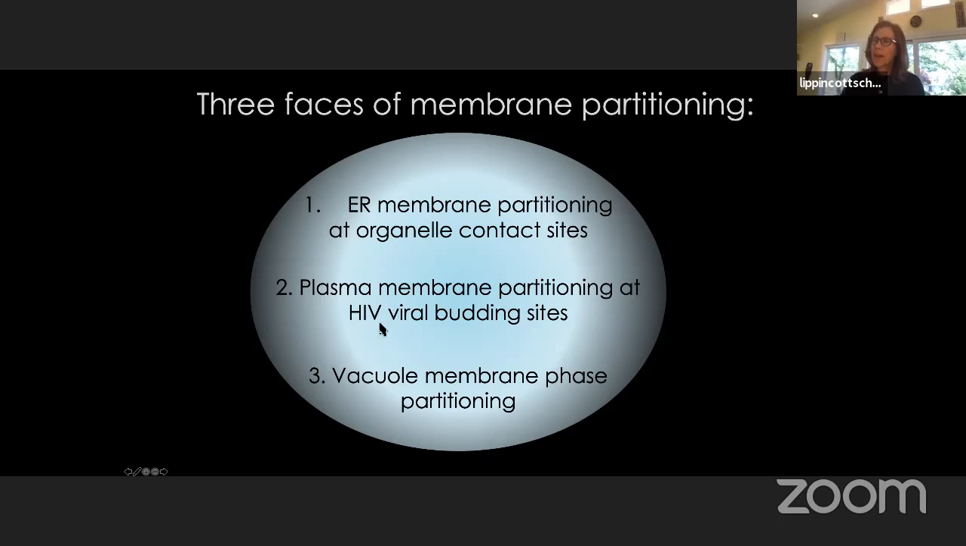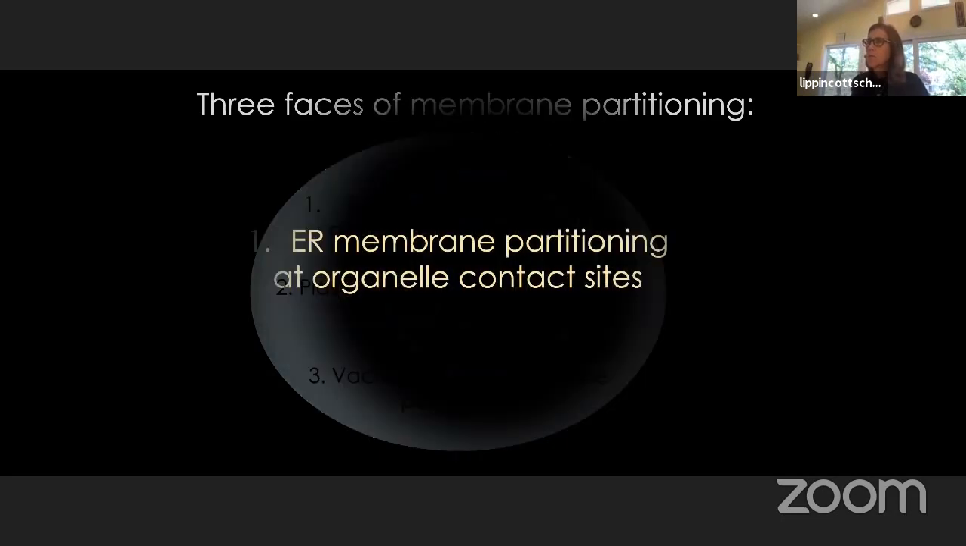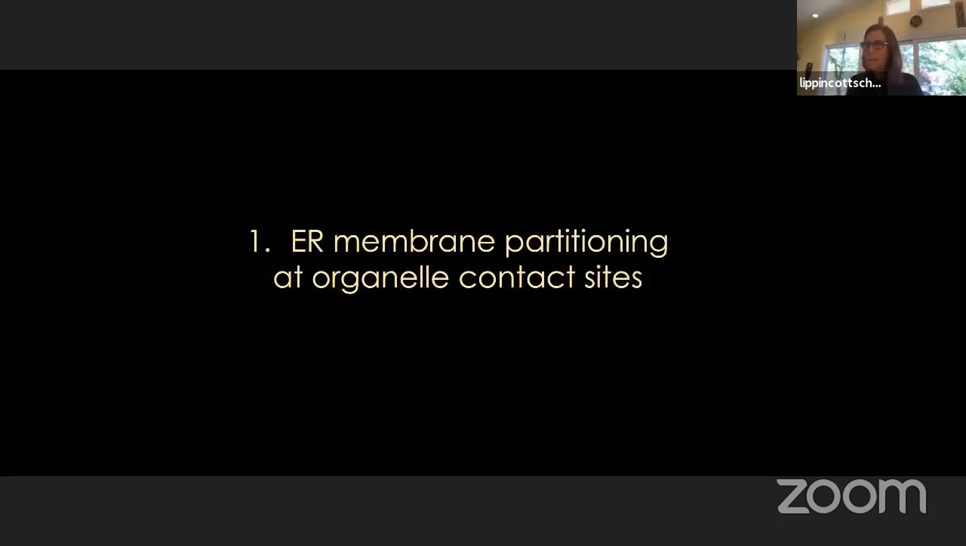After talking briefly about that, I'm going to move into another area that we've been studying, which is lipid partitioning on the plasma membrane and its role in driving the budding of HIV viral particles. And then finally, I'm going to move back into the cell and look at membrane phase partitioning in the context of the vacuole, which is the lysosome in yeast. There are some really exciting results, I think, coming out from that area, and I'd like to share them with you. So let's start with ER membrane partitioning at organelle contact sites.